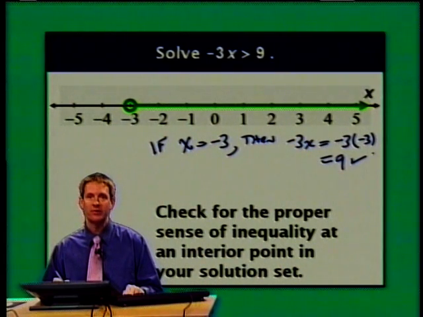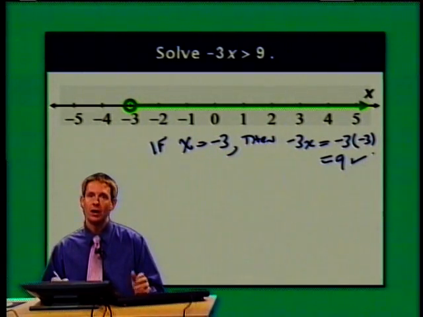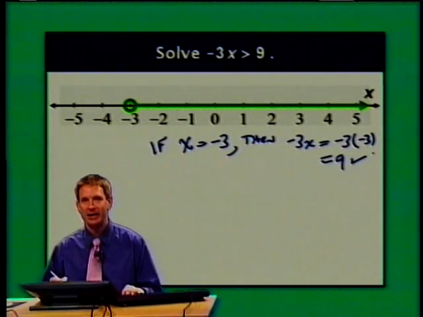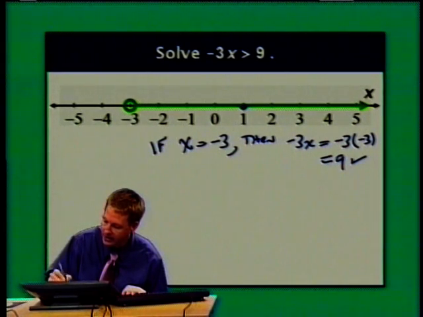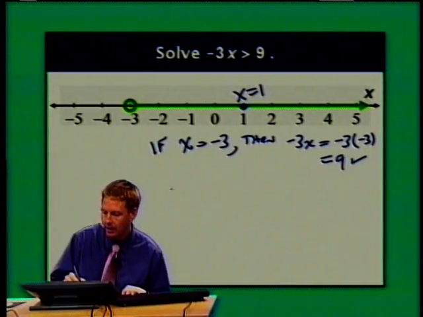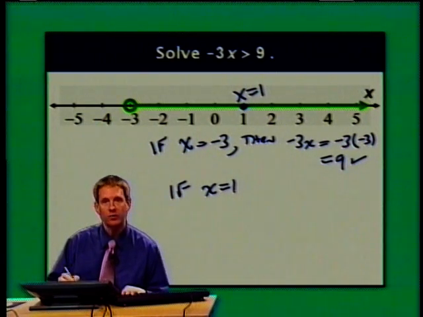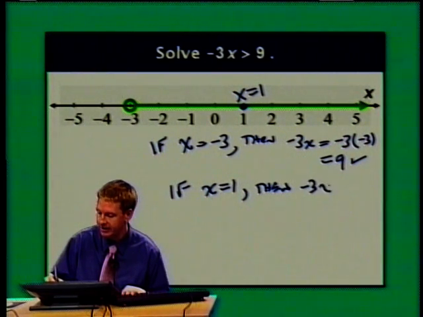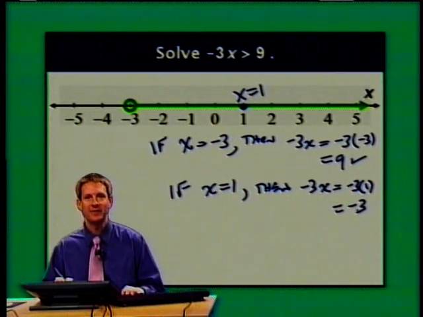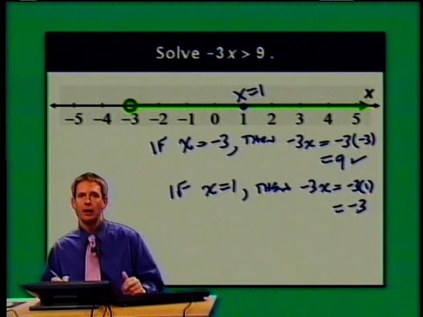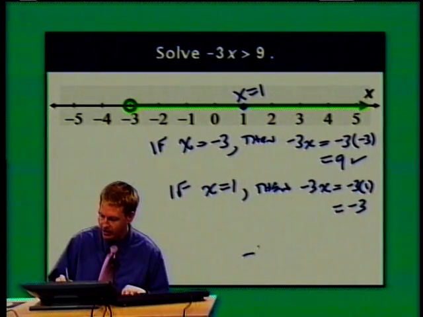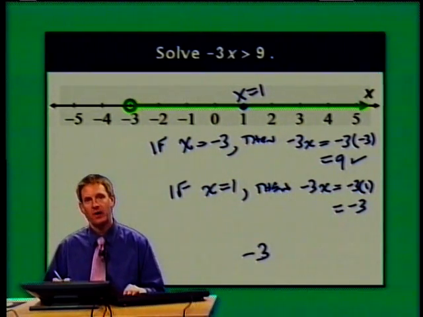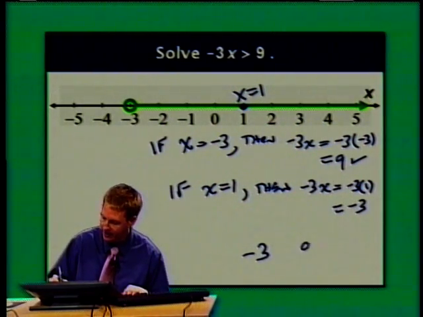Let's check for the proper sense of inequality at an interior point in our solution set. So just to be different, rather than picking 0, I think I'll go ahead and pick 1 as our test point. If x equals 1, then our variable expression, which is minus 3x, equals minus 3 times 1, which is negative 3. So when x is 1, the expression minus 3x evaluates to negative 3. The other side of our inequality sign, the right side, it's fixed at 9.